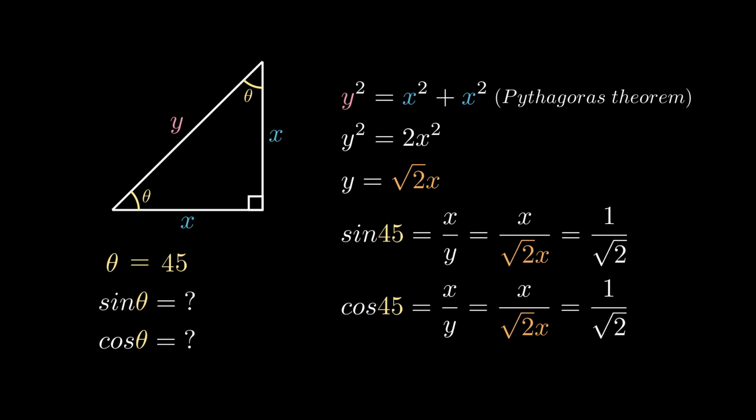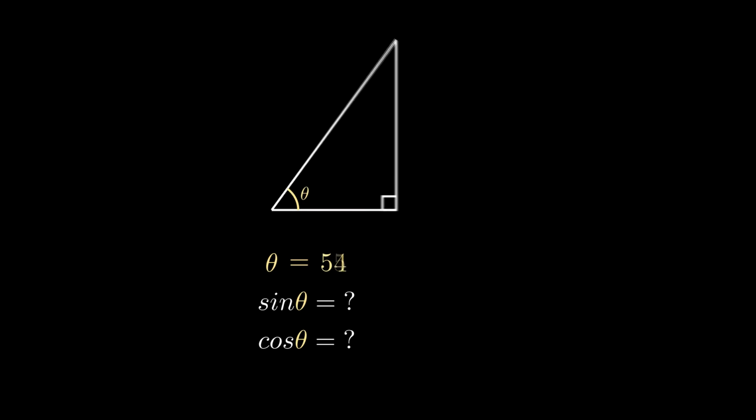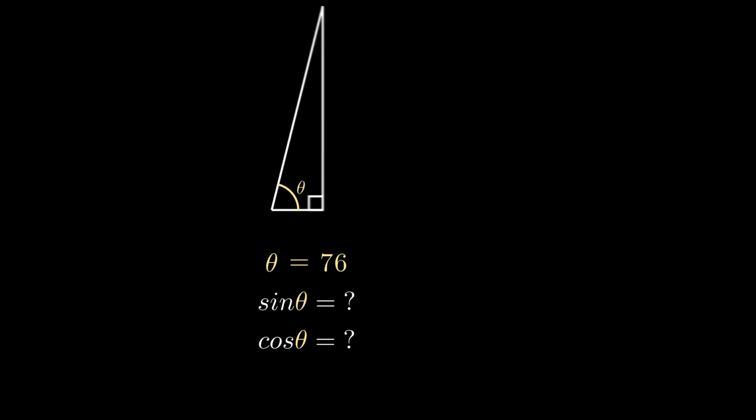But for most angles, the ratio is not so obvious. We will see how we can approximate these ratios later in this video, which coincidentally is integral to the proof of Euler's identity.